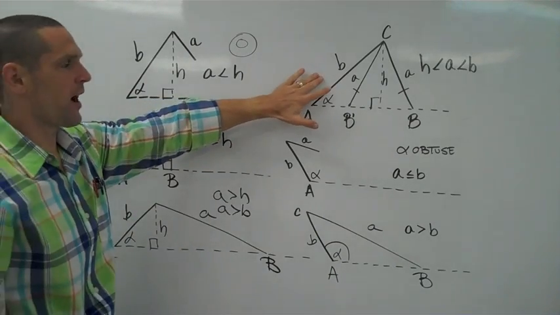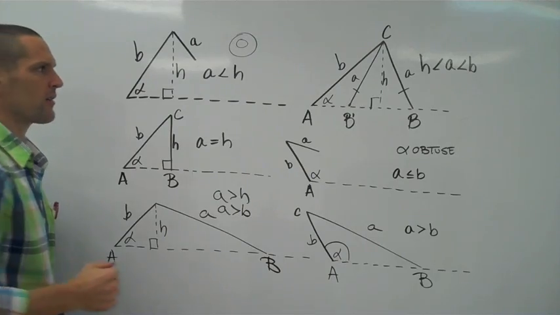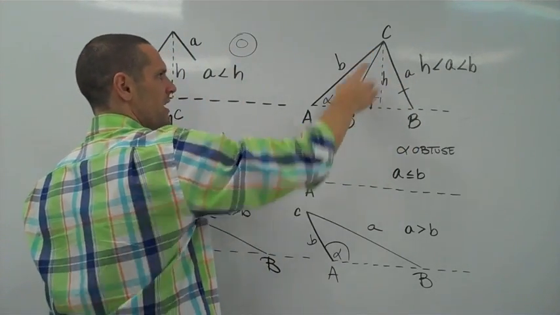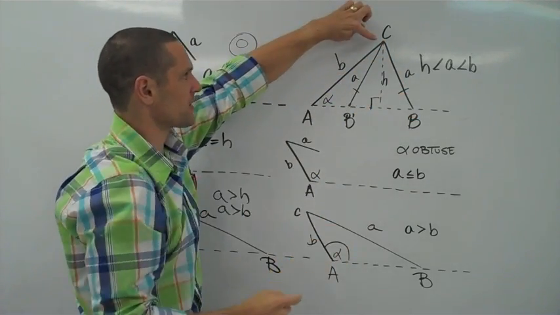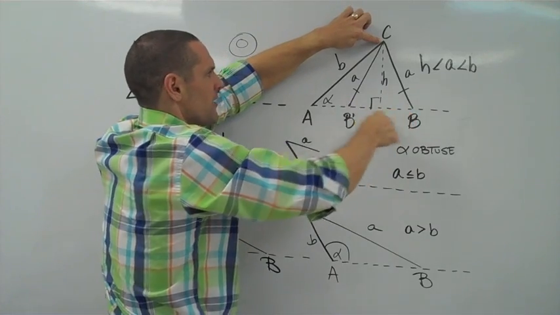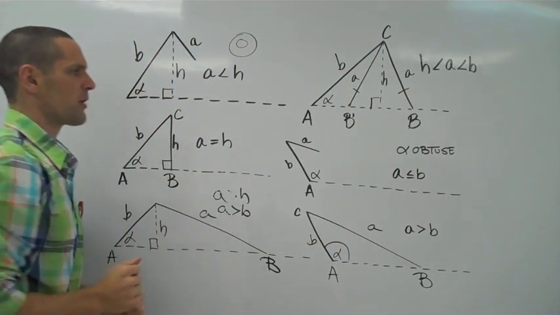Here is where we find the ambiguous case. My angle alpha is an acute angle, and A is less than B. Clearly A is less than B, but it's also greater than my height. So if we think of this as the radius of a circle, it's going to hit here and then hit here as I swing it around. So this is my ambiguous case. I'll get 2 triangles here.